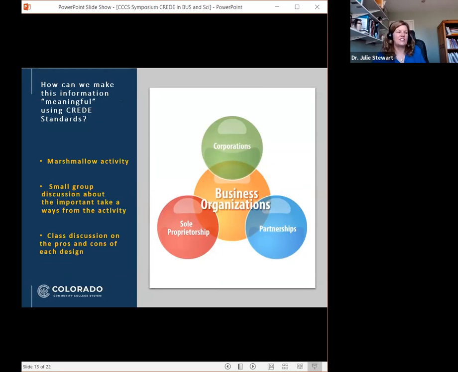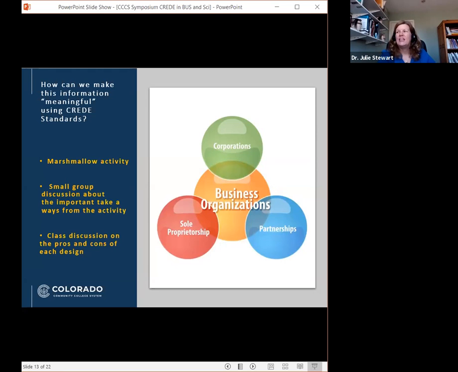So now if we look at this, the five standards, I have an activity when I teach about these three different kinds of business types: sole proprietorships, partnerships, and corporations. It's a marshmallow activity. What I do is I have individual baggies. Now this was in a face-to-face environment, but I had individual baggies that had 10 marshmallows and 25 toothpicks. Everyone in the room got one baggie of toothpicks and marshmallows.